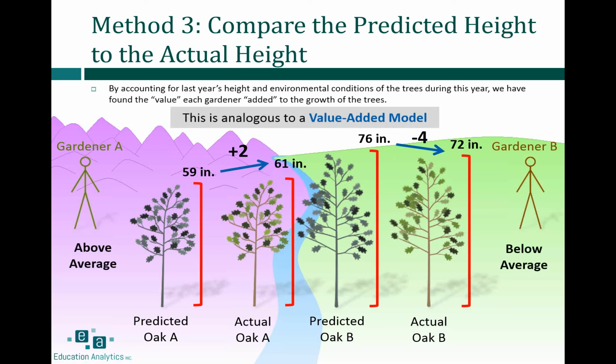In this case, we find that gardener A had above average value added and gardener B had below average value added. By accounting for last year's height and the environmental conditions of the trees during this year, we have found the value each gardener added to the growth of the trees.